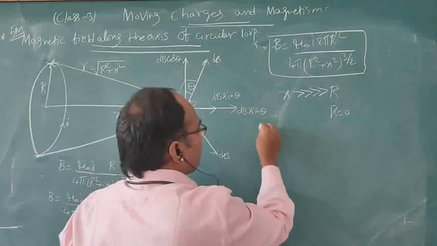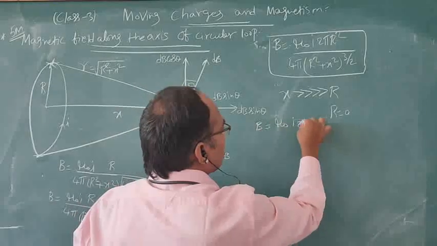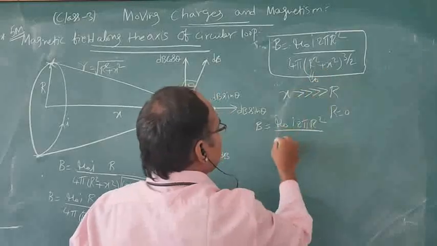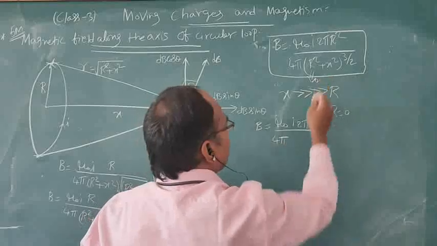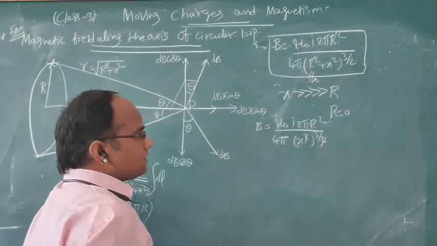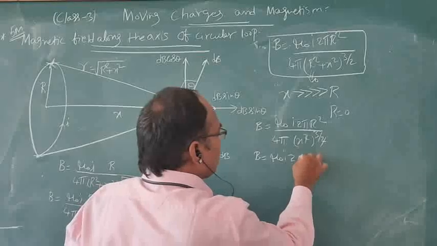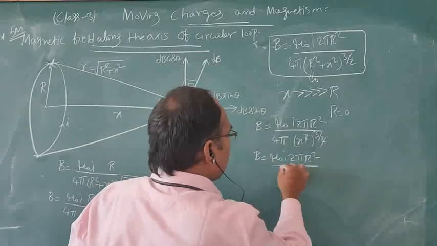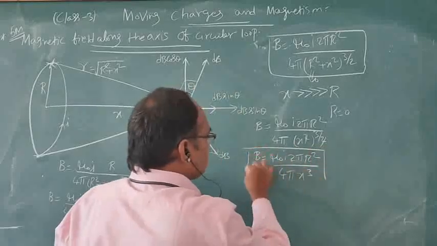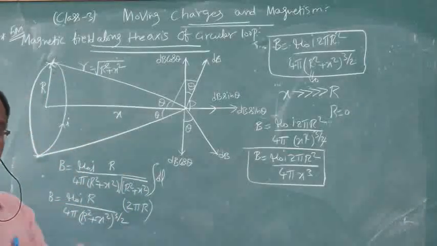So what is the equation? We can write it as B is equal to mu naught I 2 pi r square divided by 4 pi, and in this one r is 0, so x square whole to the power of 3 by 2. The 2 cancels. So B is equal to mu naught I 2 pi r square divided by 4 pi x cube. Okay. This is only for one circular loop.